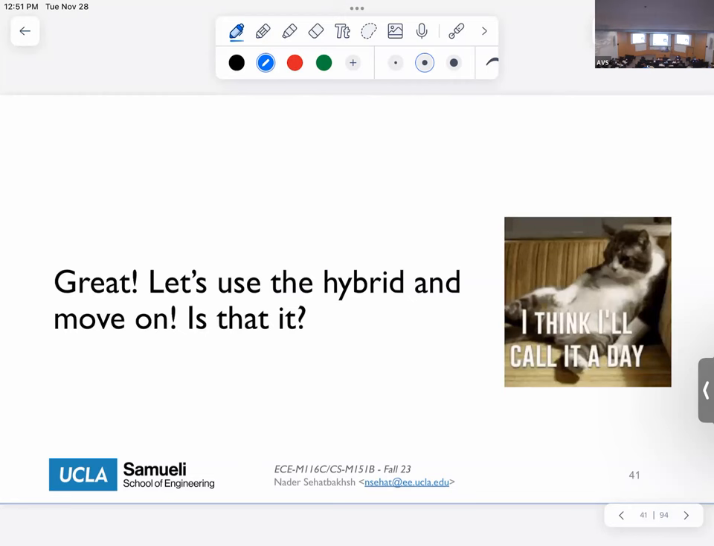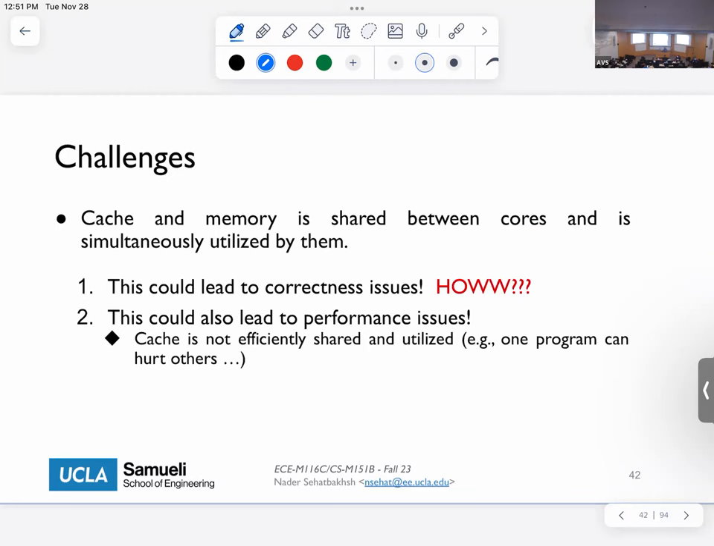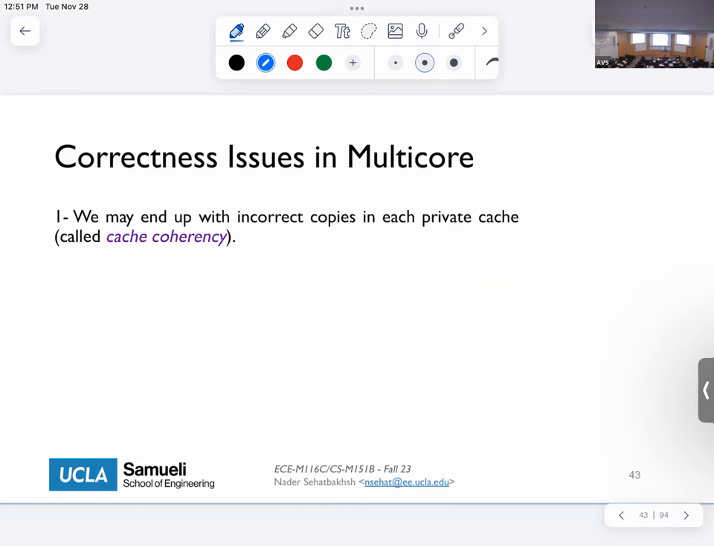All right, so we use hybrid and that's it, right? The answer to this is no. Unfortunately, this private cache system is going to create two correctness issues, okay? In addition to those correctness issues, sometimes it actually leads to performance issues, but that's not the story we're going to talk about in this class. This is more of an advanced topic that we're going to talk about in a more advanced computer architecture class. But let's talk about those correctness issues.